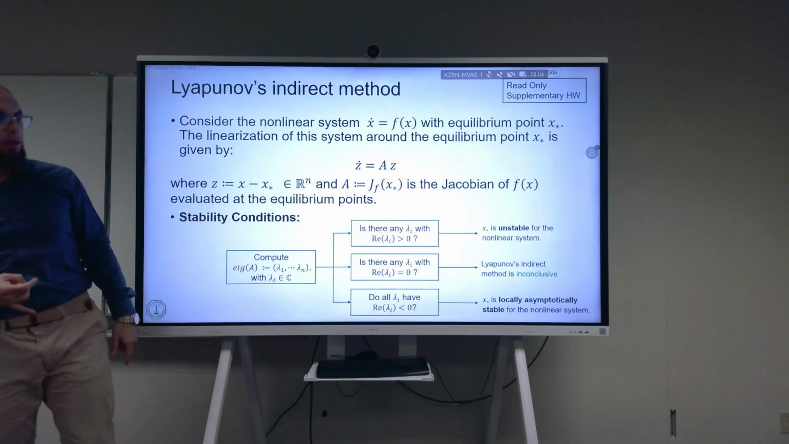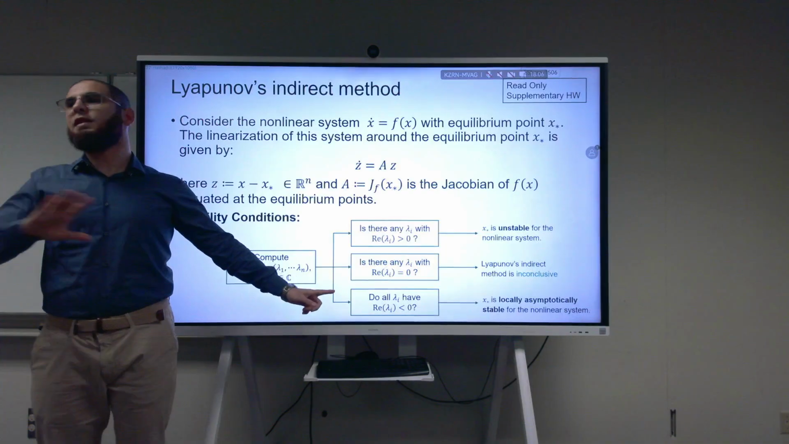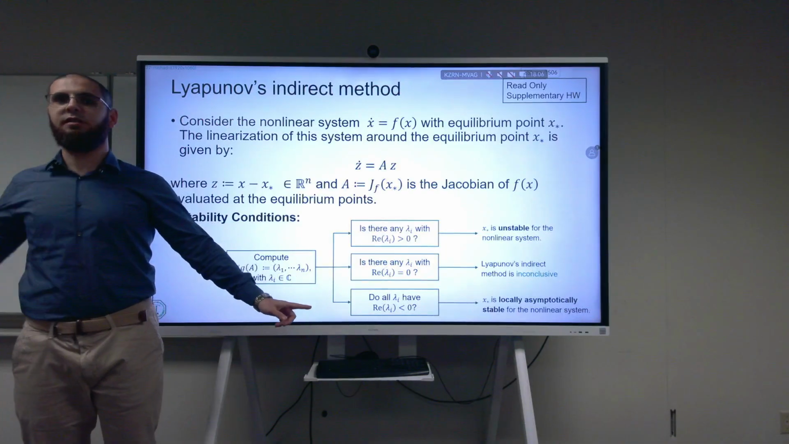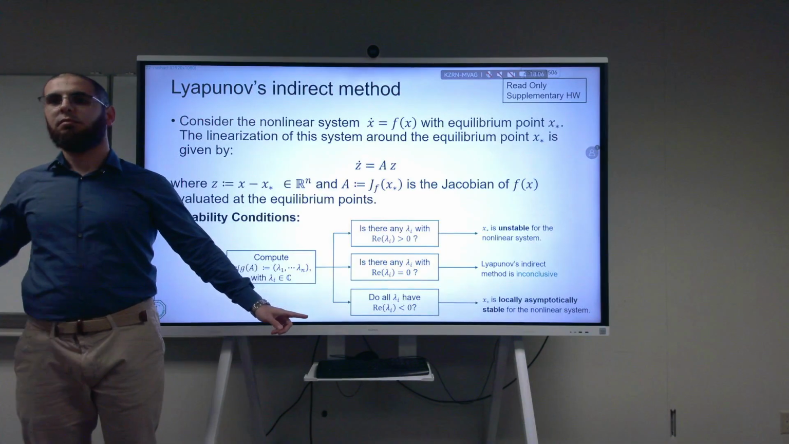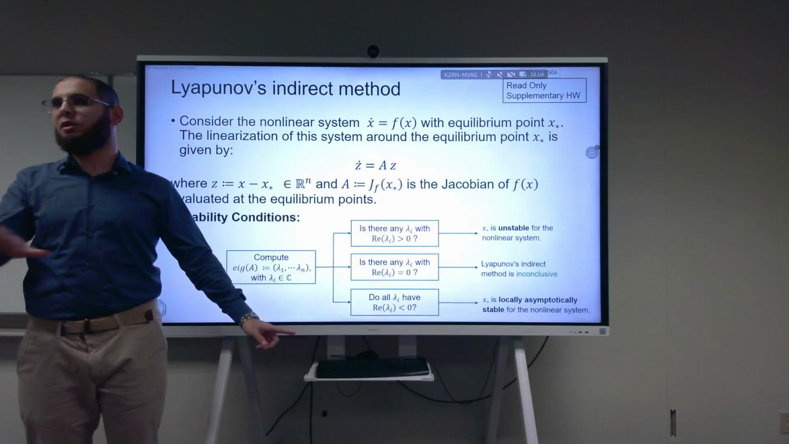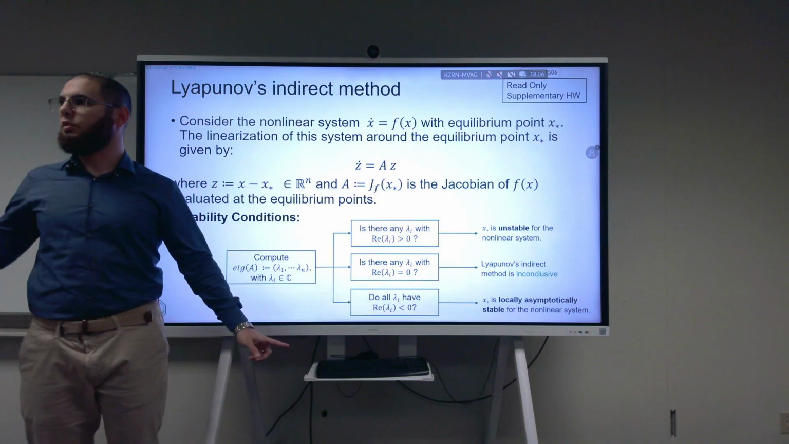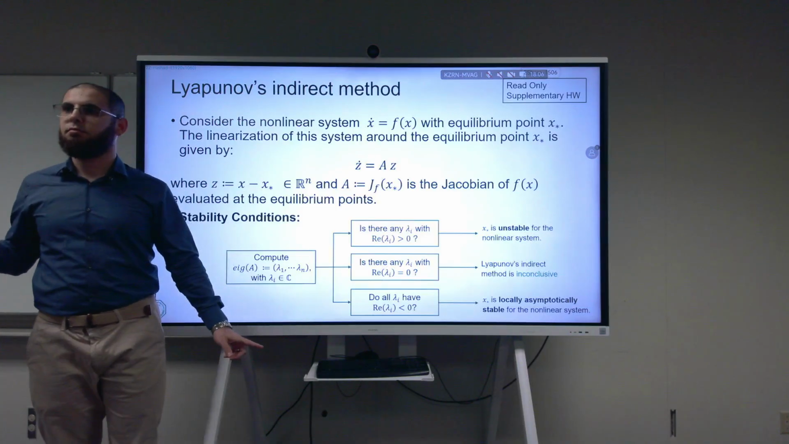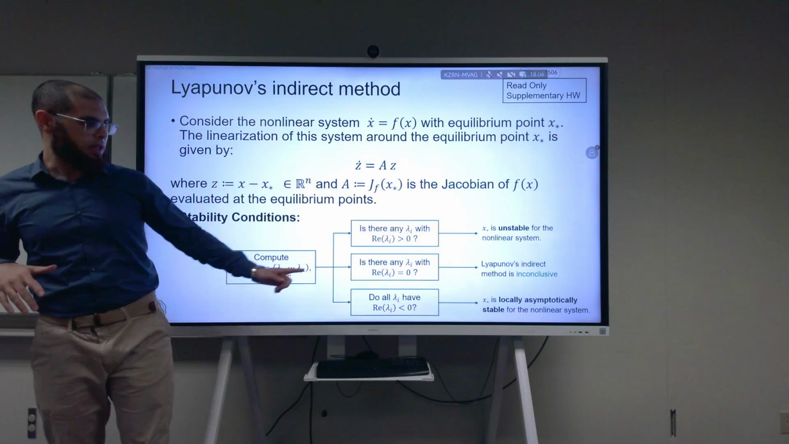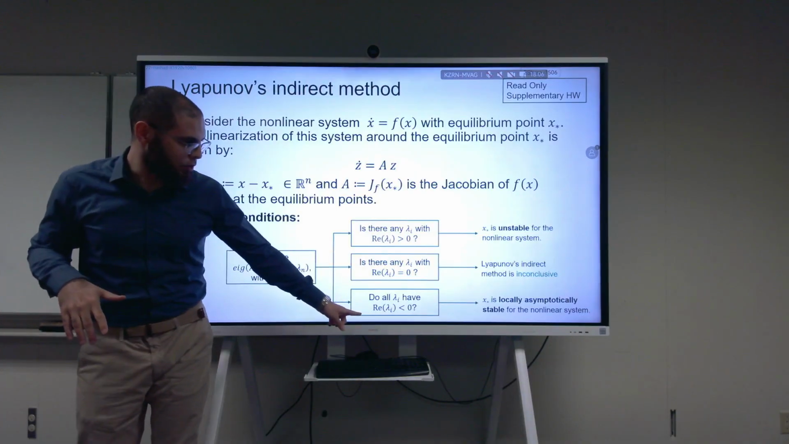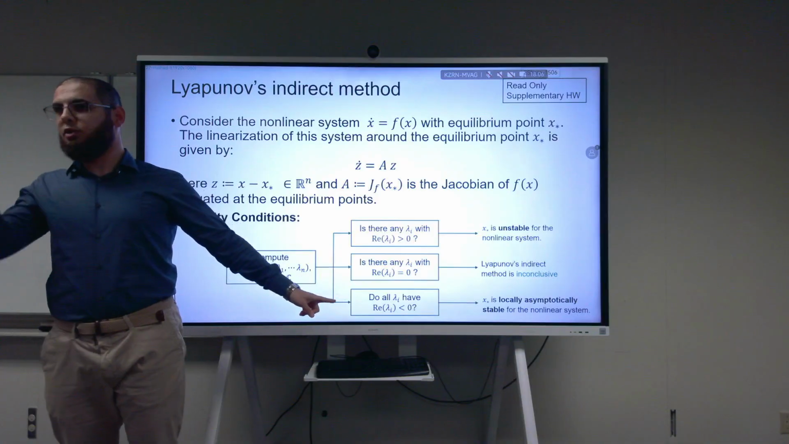First thing you do, if any of the eigenvalues has a real part greater than 0, immediately the equilibrium point you're talking about is unstable. Directly. That's very easy.